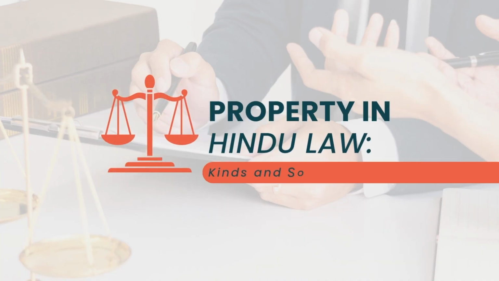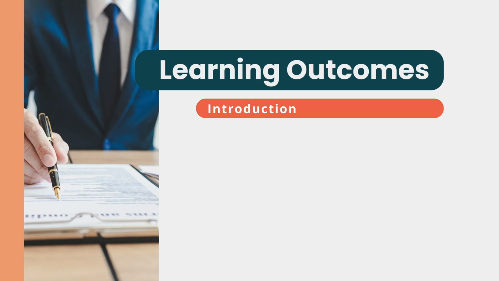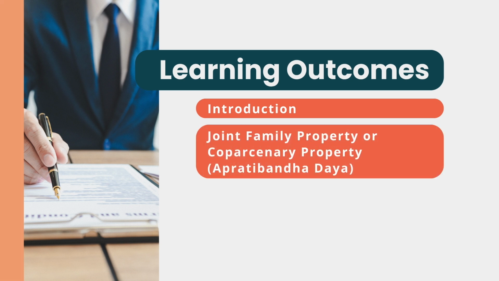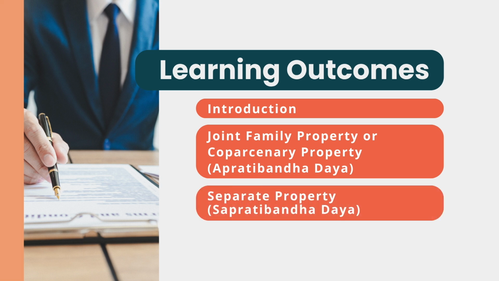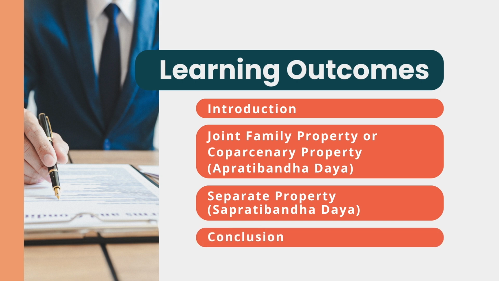In the present module, we will learn about property in Hindu law, kinds and sources. Learning outcomes of the present module are firstly introduction, then joint family property or coparcenary property, that is apratibandh daya, then separate property or sapratibandh daya, and finally the conclusion.